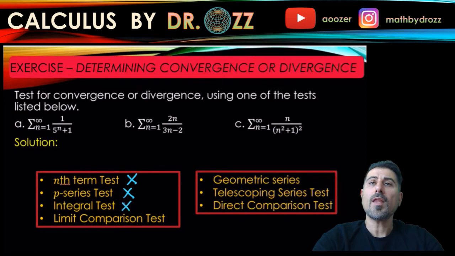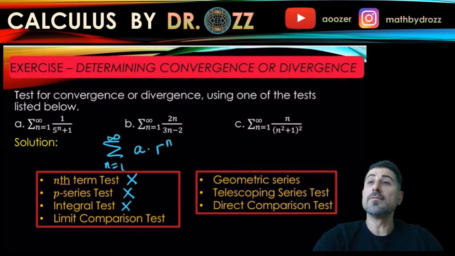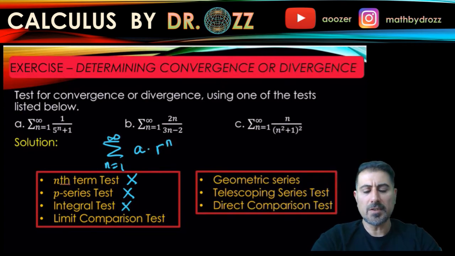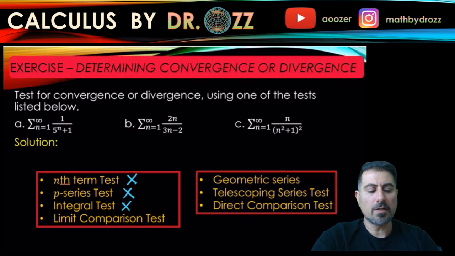Okay. Let's look at the geometric series. Is this a geometric series? Geometric series are of the form some number a times r to the n. Well, I can't see that the given infinite series is of this form, right? Where is a and what is r here? So I can't see that it's a geometric series. So I'm going to go ahead and put a cross sign next to that.